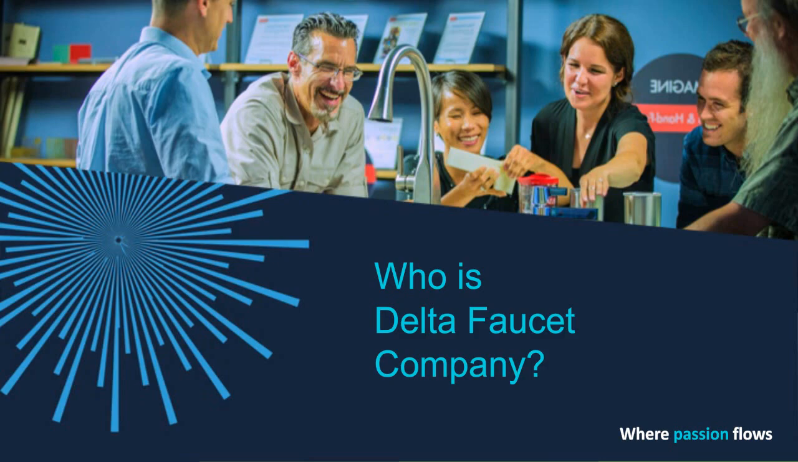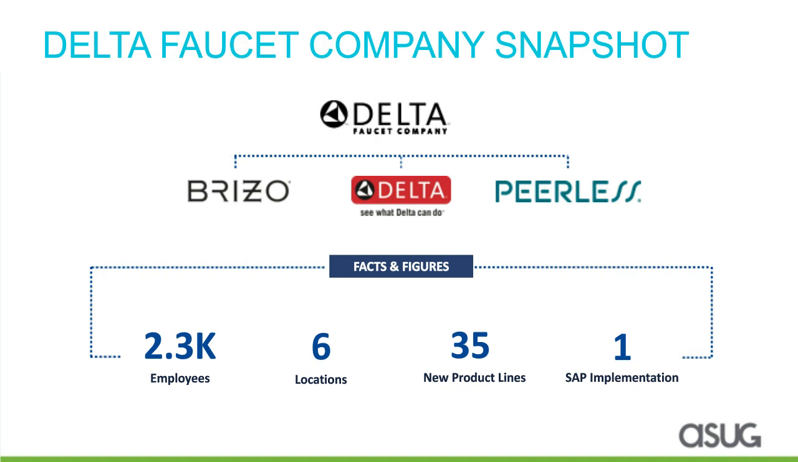And with that, so that's the introduction of our panel today, Tony, Sean, and myself. Now I'm going to turn it back over to Tony Wellman to talk about Delta Faucet. Hopefully everyone is familiar with our brands. So we go to market under 3 brands for the Delta Faucet Company. Brizo is our luxury brand. Delta is our most known brand, and Peerless is our affordable design brand.